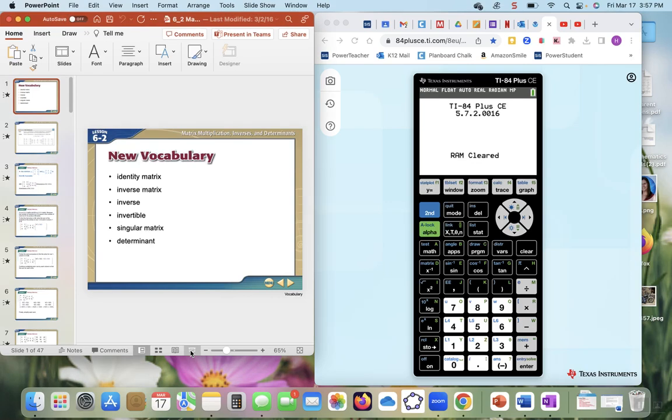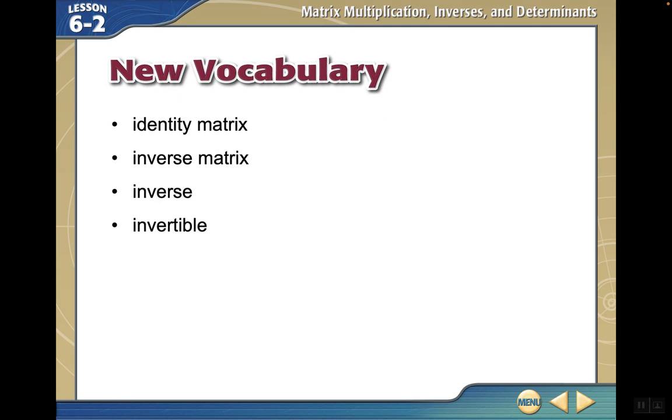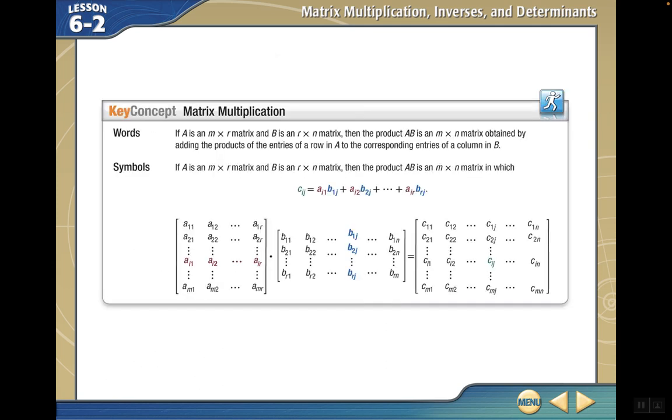Okay, we're going to do 6.2, but we're really not going to do much of it. It's about multiplying matrices, and I'm just going to teach you how to do it on your calculators today instead of doing it by hand. We'll save the by hand stuff for when I'm actually there, so on Wednesday. Even this vocab isn't anything we're going to mess with today. You will eventually learn identity, matrix, inverse, invertible, singular, determinant.